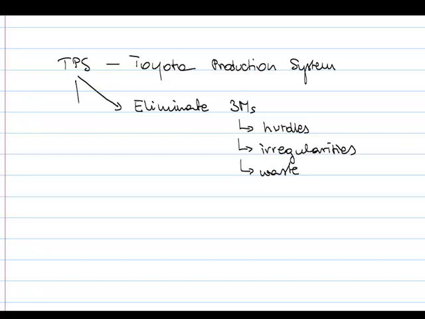The next rule is respect to suppliers and customers. Suppliers and customers both within the organization and outside the organization. Actually, this bit became the foundation of another system called just-in-time.